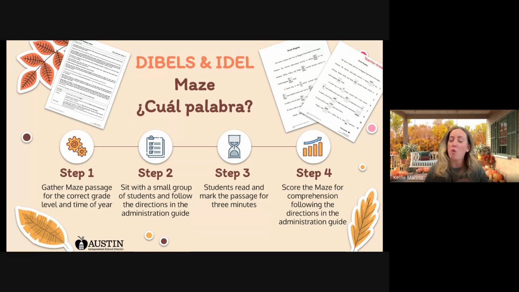Step 2, now this is where it's different. You sit with a small group of students and follow the directions in the administration guide. So the maze and the qual palabra can be administered in small groups. You only administer it once, just to your little cluster of 4 or 5 students that you are thinking about for intervention. The students read and mark the passage for 3 minutes. And then you collect them and you score the maze for comprehension following the directions in the administration guide.